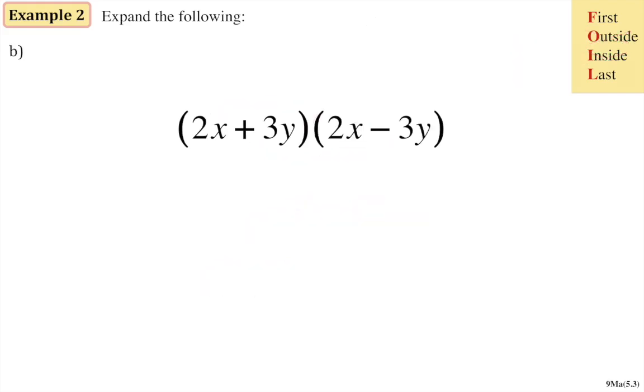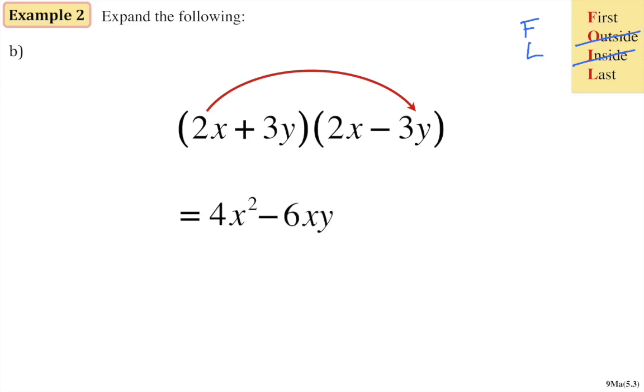Let's see if we recognize this question, how we could do this quickly. So you've got 2x, 2x, both brackets begin with the same thing. 3y and 3y, they finish with the same thing, but one bracket has a plus, one bracket has a minus, which means I could get away with just using FL. But I'll show you the full working as though I FOILed it out. So let's FOIL this out. First terms, 2x times 2x, 4x squared. Outside terms, 2 times negative 3 is negative 6, so you're going to get negative 6xy in this case. The inside terms are 3 times 2 is 6, plus you got the yx, 6yx or 6xy.